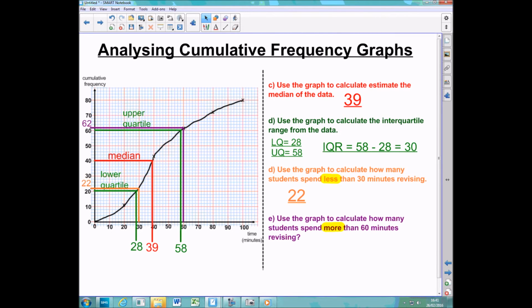Now 62 is not the people that spent more than 60 minutes revising. This 62 is going to be how many people spent less than 60 minutes revising. So in order to actually find out how many people spent more, I'm going to have to take this away from the total number of people, which is 80. So I need to do a little calculation here. So 80 take away 62 is my answer, which is 18. So 18 people spent more than 60 minutes revising.